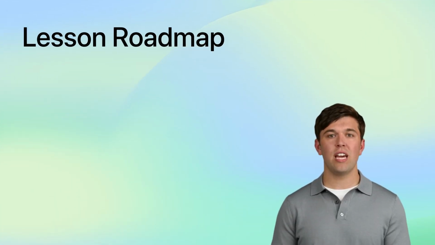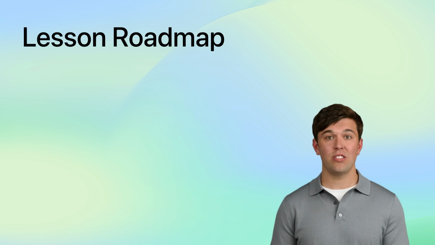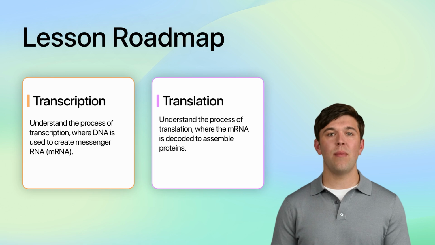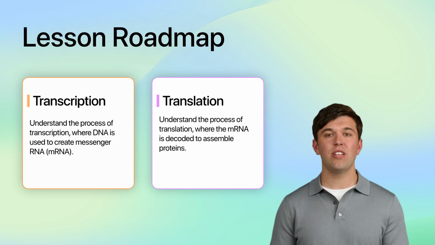In our roadmap for today, we will break down protein synthesis into its two main stages: transcription, where DNA is used to create messenger RNA, mRNA, and translation, where the mRNA is decoded to assemble proteins. By the end of this lesson, you should be able to describe each of these stages in detail and understand their significance.